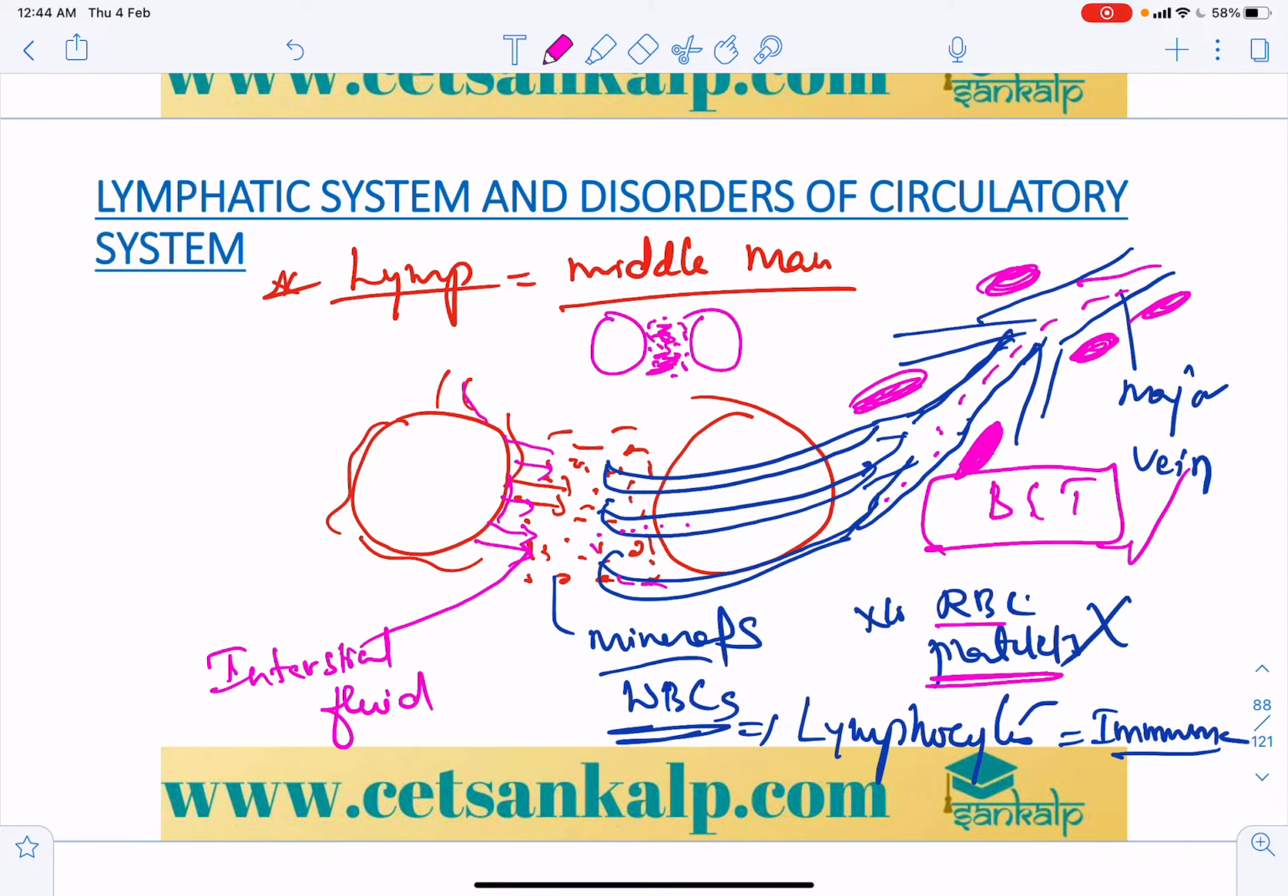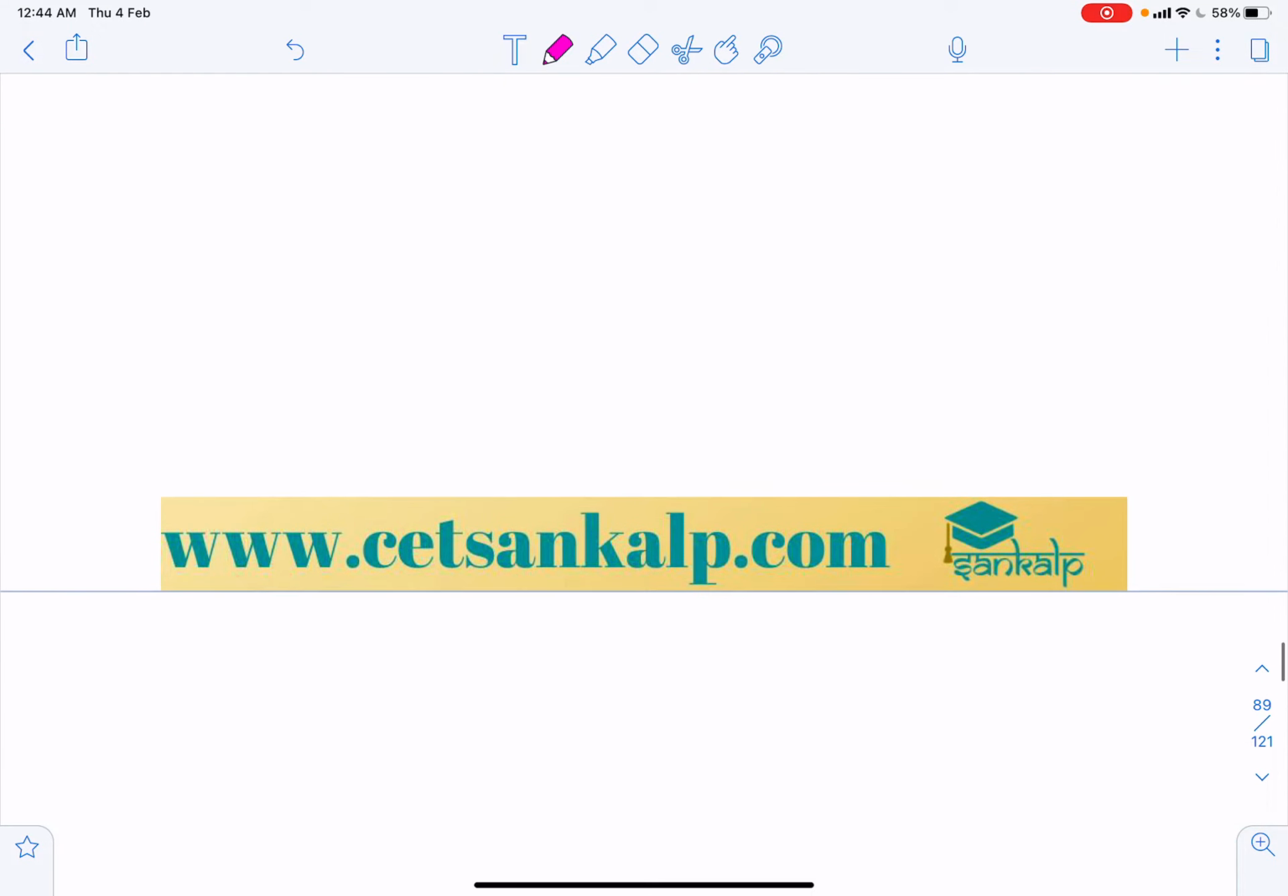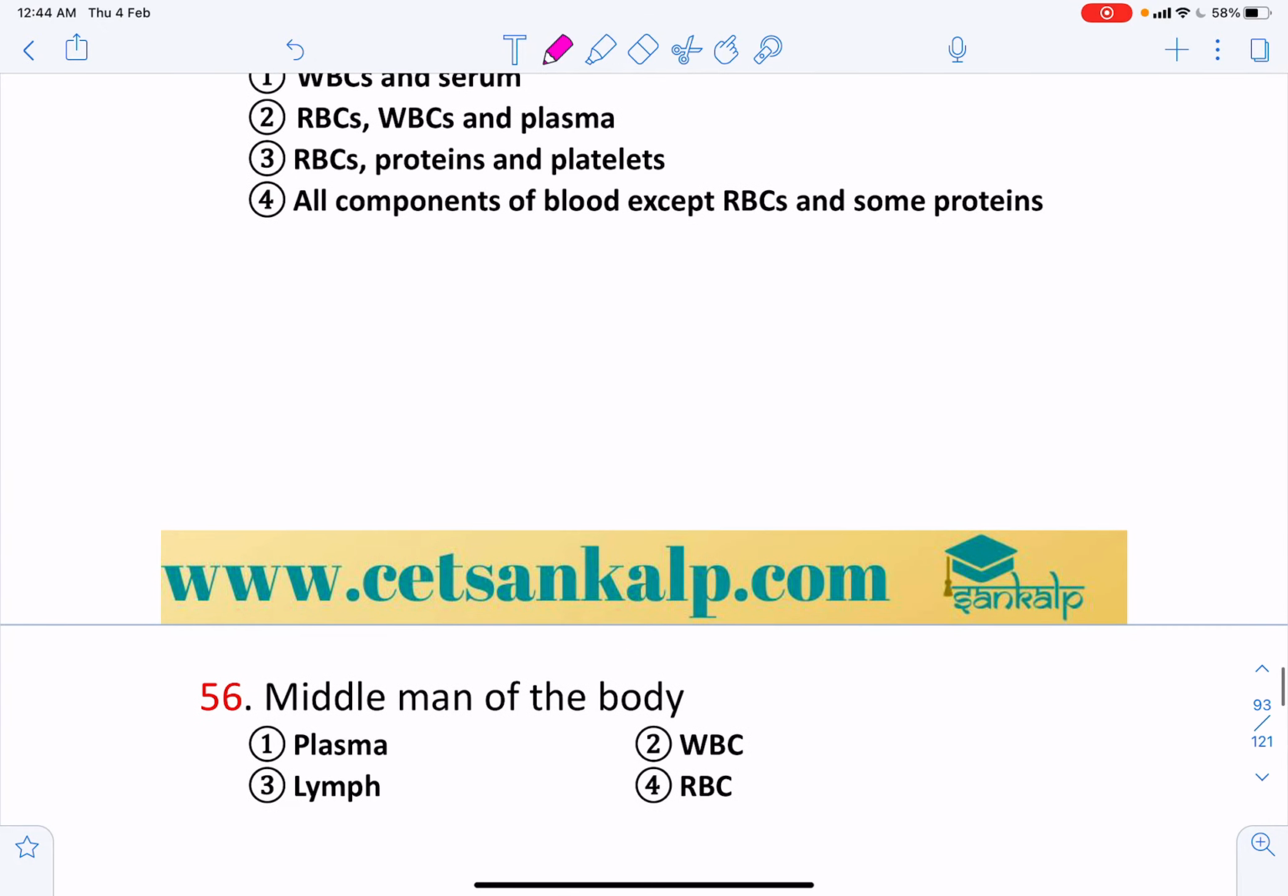Next, it is not like the capillaries. See, capillaries are connected: the venules and capillaries are connected. We have mentioned this many times, right? But here, these are blind ends. Lymph capillaries are blind ended. So this is related to lymph.